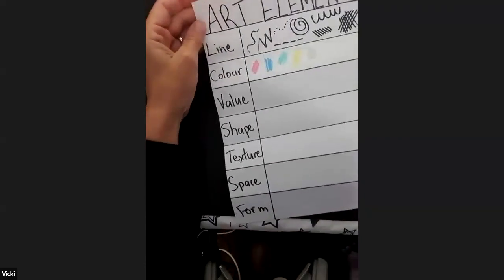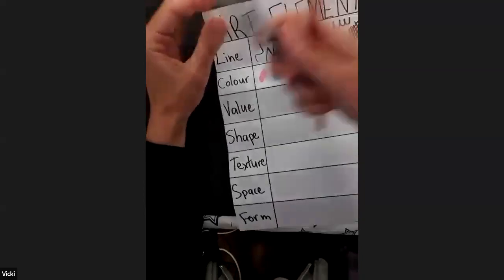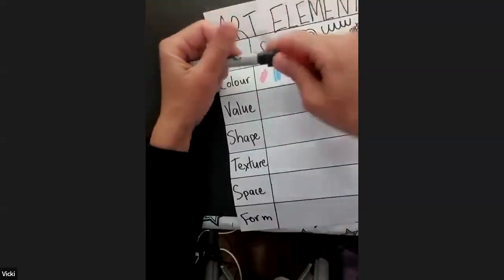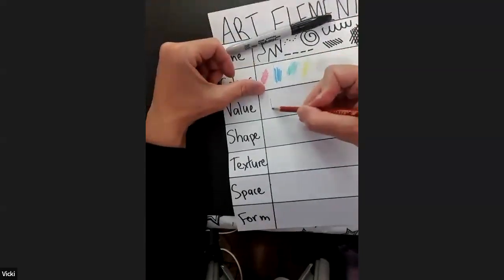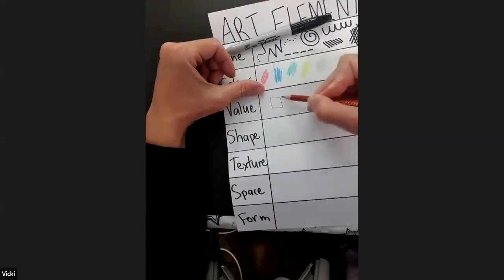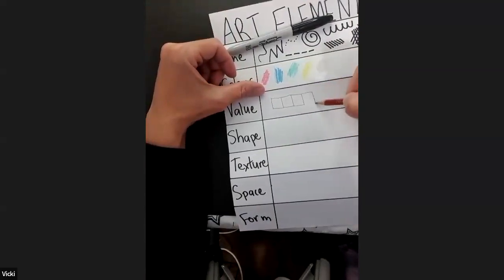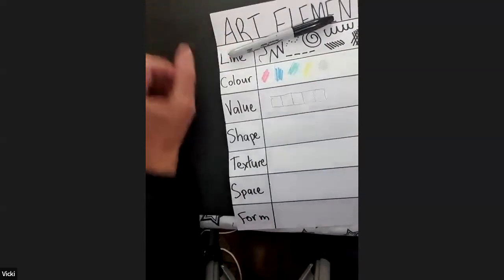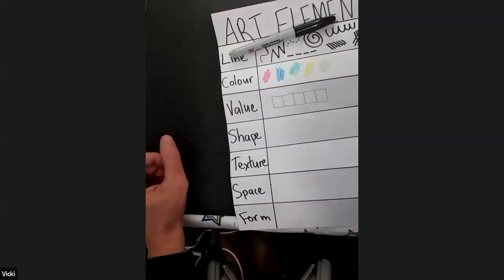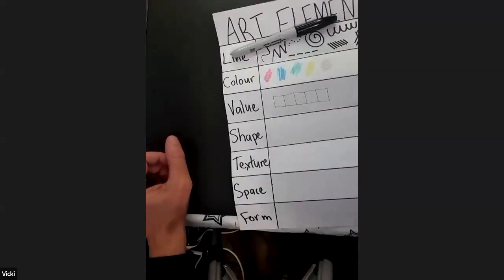Value. Now, I want everyone to take a pencil, not a marker. Close your marker now. We can't use this. I want everybody to draw 1, 2, 3, 4, 5 squares. Okay. Now I've asked everybody to get a 2B or a 4B pencil. I hope you've got a 4B or a 2B.